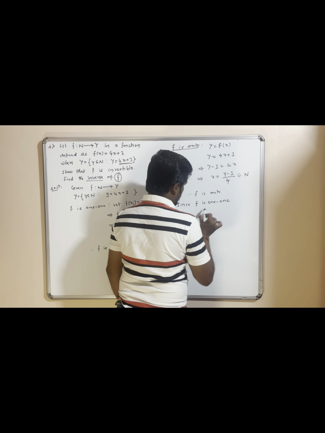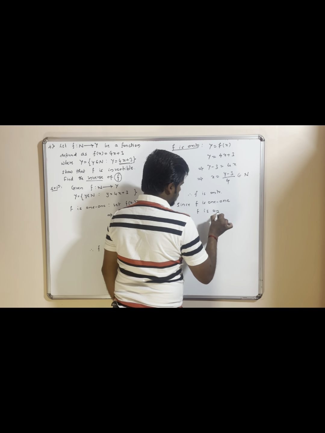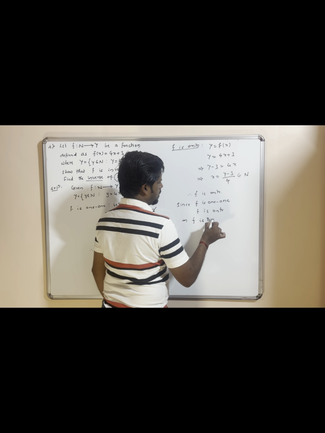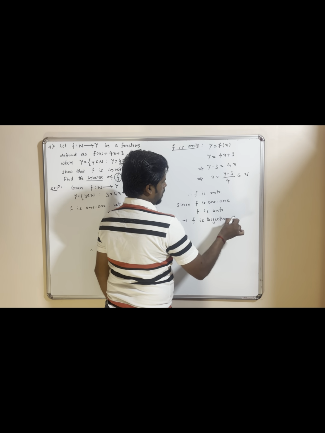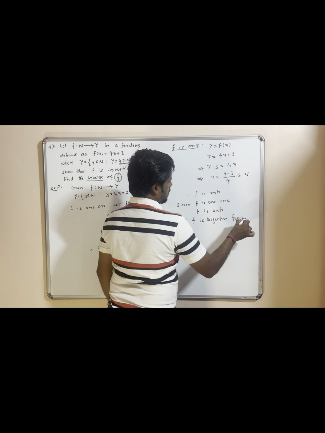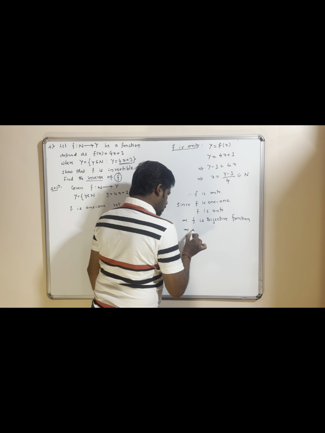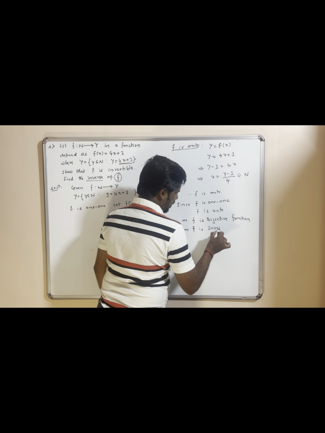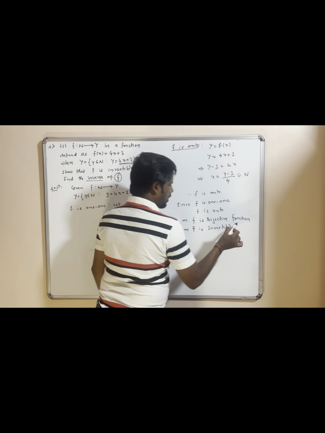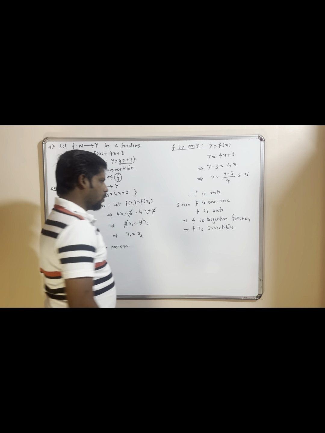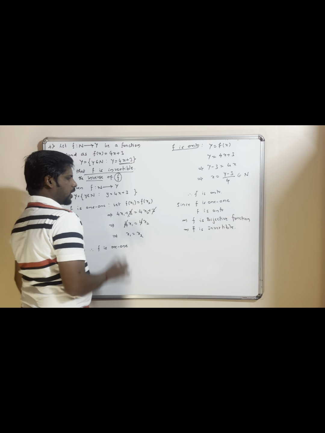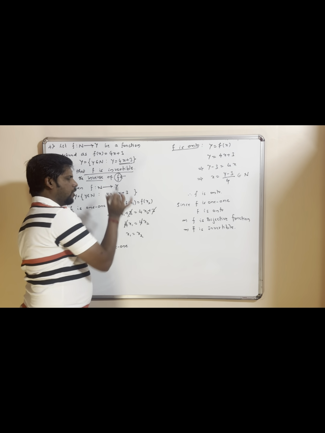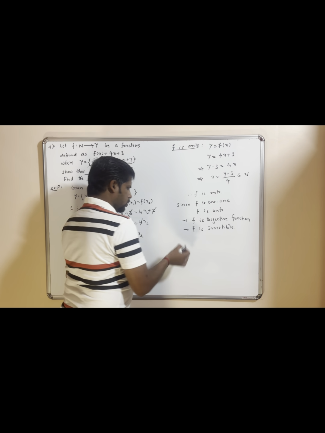Since f is one-one and f is onto, then we say that f is a bijective function. If f is bijective, then f is said to be invertible, right? f is said to be invertible. So we showed that f is invertible, it is proved. Now what do we have to show? We have to find the value of f inverse, right?